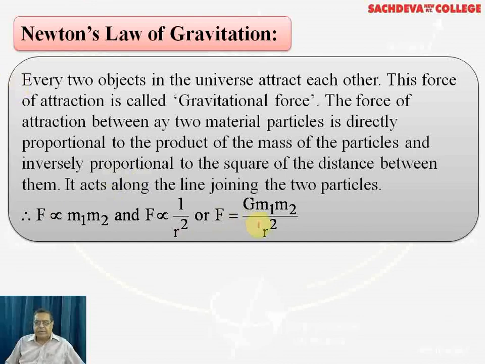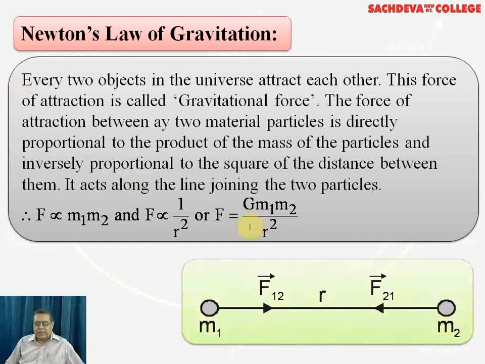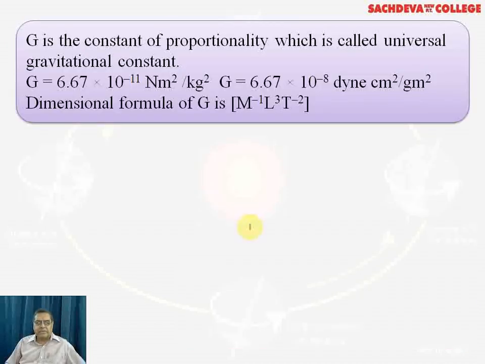So now we proceed to the next part, that is the vector form. F12 means force on 1 with respect to 2, and F21 means force on 2 with respect to 1. These forces are pointing towards each other. They are the attractive forces, and the masses are M1 and M2, and R is the distance between the two masses. So that is the vector representation of the law of gravitation.